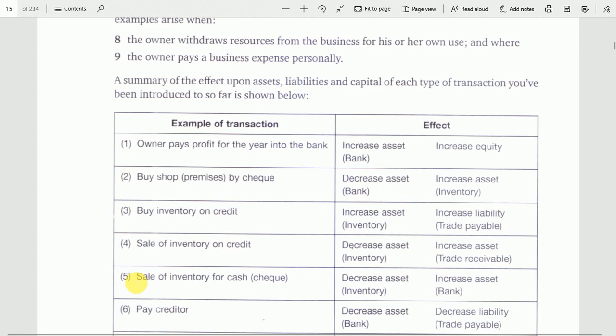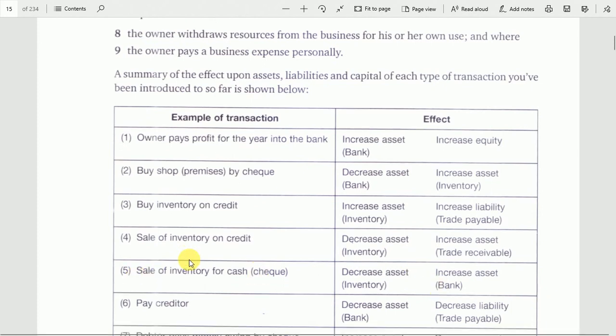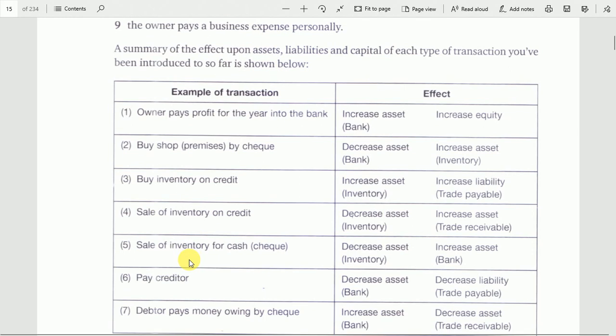Number 5, sale of inventory for cash or bank. When we sell inventory, of course the asset decreases because it's going out, and we have another asset coming in, that's the bank or cash. The other point, the 6th point, is pay creditors.